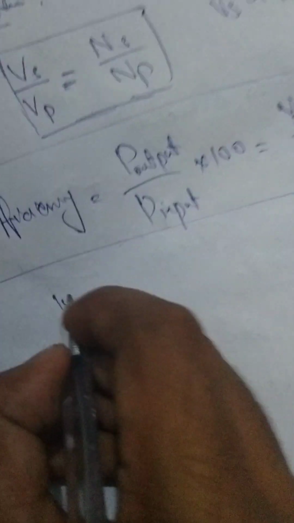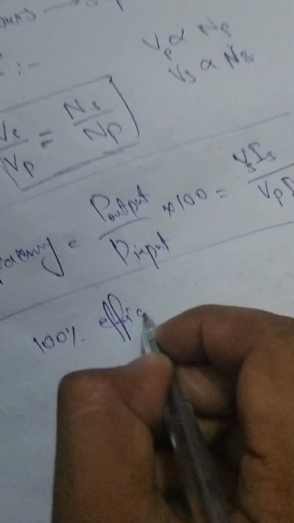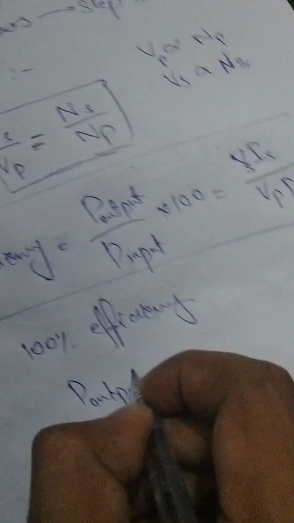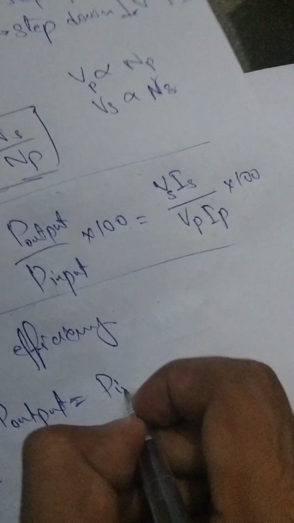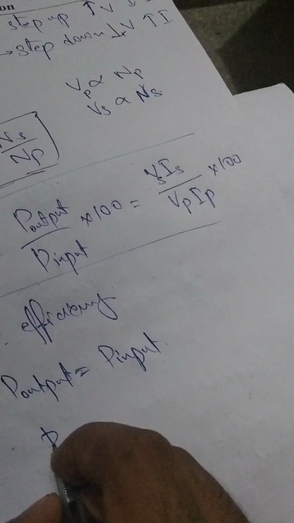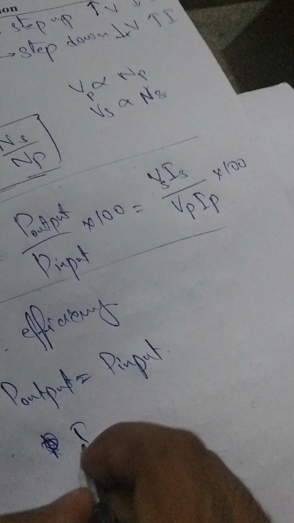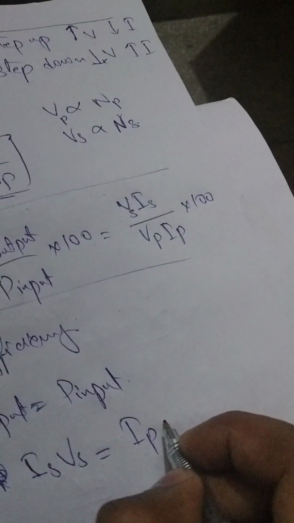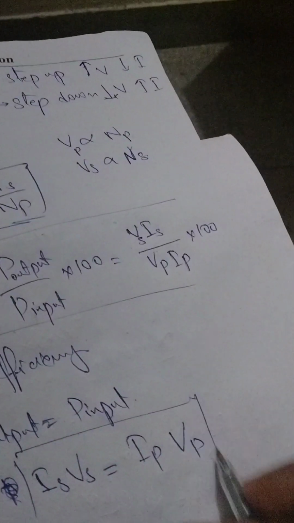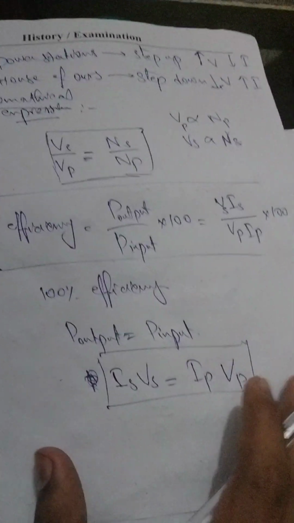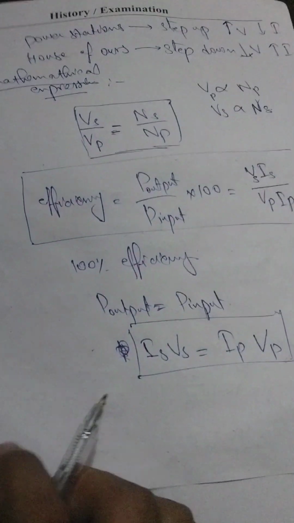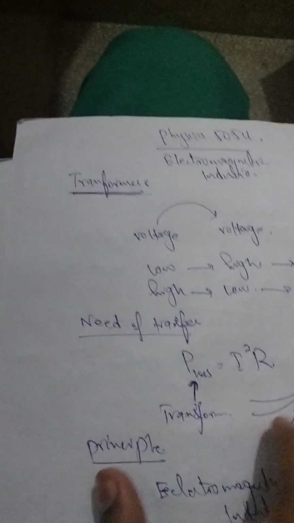And in a case where we have 100% efficiency, then the power at output will be equal to the power at input. So we will say that I secondary V secondary is equal to I primary V primary. So these are the three mathematical expressions that we will use in numericals and other discussions. So we will have a quick review of the discussion.